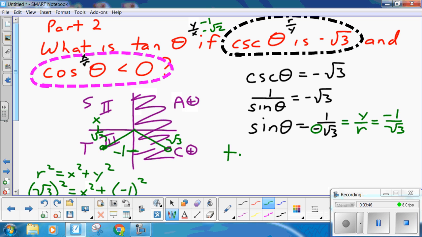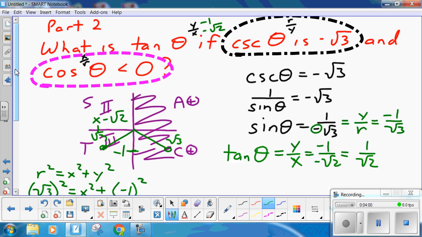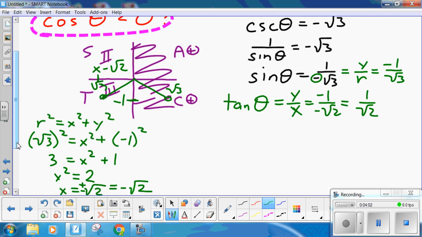So tan of theta is y over x, minus 1 over minus root 2, which would be 1 over root 2. Now, the thing here is, on the old diploma, they didn't like this very much. You would have to rationalize the denominator. I haven't seen enough of the new diplomas to be certain of this, but be prepared to do it.